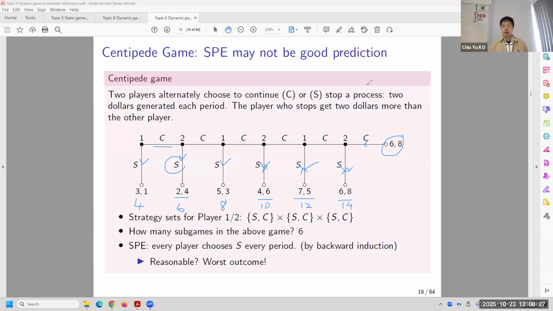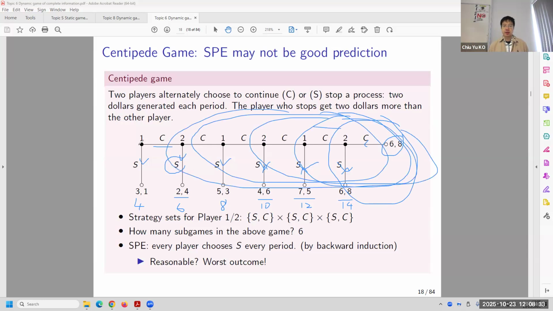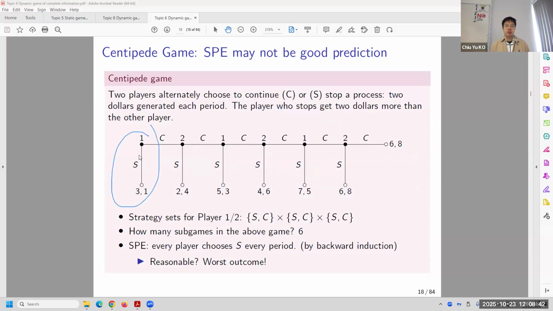How many subgames? This is 1 subgame, 2, 3, 4, 5, 6 subgames. That's how 6 subgames come in. And the question is, is this prediction reasonable?